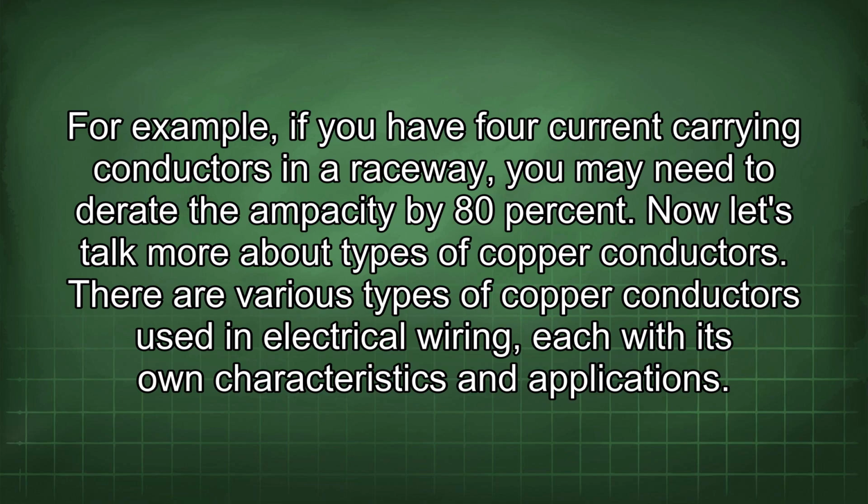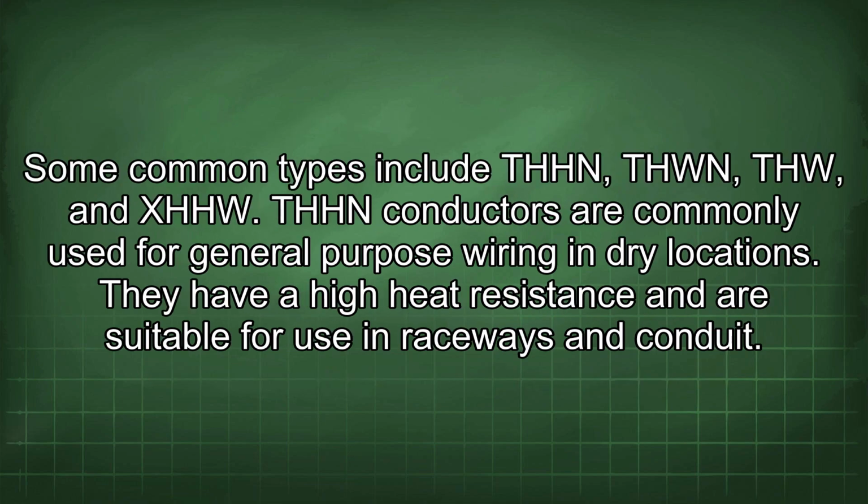Now let's talk more about types of copper conductors. There are various types of copper conductors used in electrical wiring, each with its own characteristics and applications. Some common types include THHN, THWN, THW, and XHHW. THHN conductors are commonly used for general-purpose wiring in dry locations. They have a high heat resistance and are suitable for use in raceways and conduit.